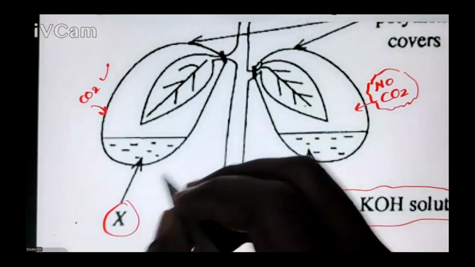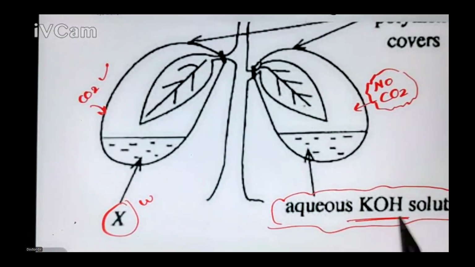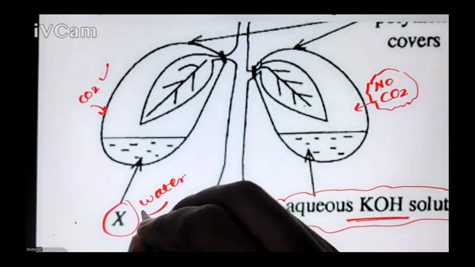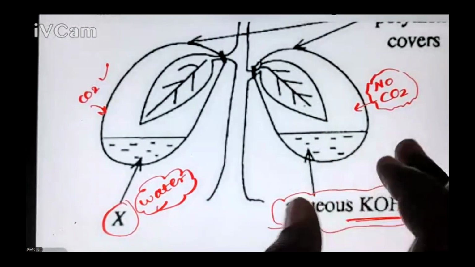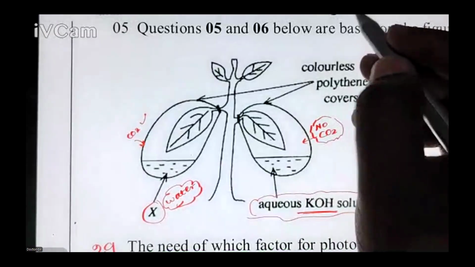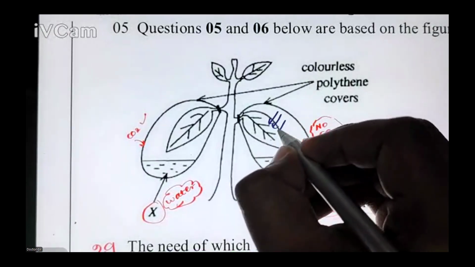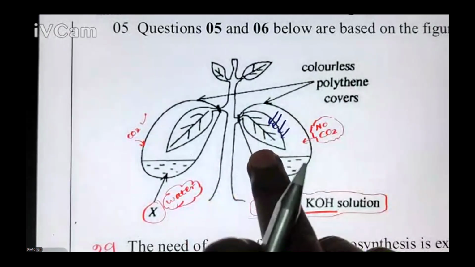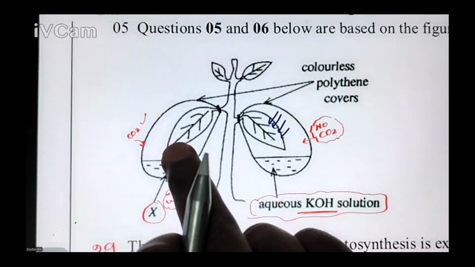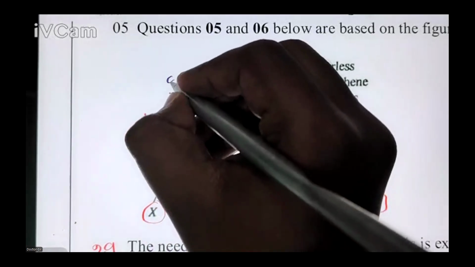So what is this X? Usually we use this to balance. Here we use KOH solution, and here we use only water. What will happen now? We control one factor. What is the factor we are controlling here? CO2. So this leaf cannot undergo photosynthesis, but this one can undergo photosynthesis because all factors are available. Sunlight is also available.